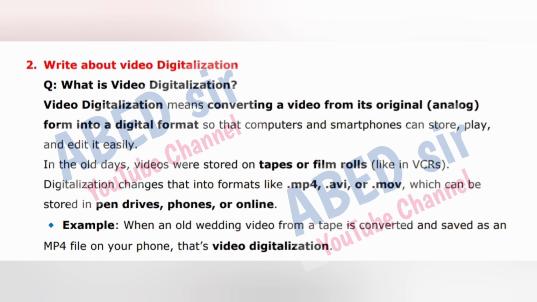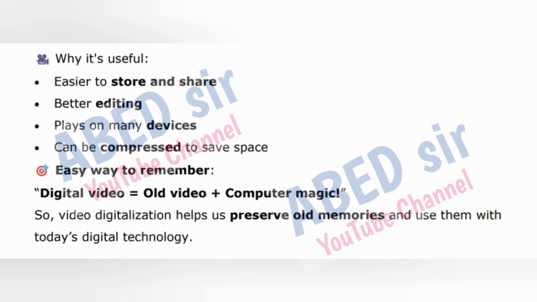Example: when an old wedding video from a tape is converted and saved as an MP4 file on your phone, that's video digitalization. Why is it useful? Easier to store and share. Better editing. Plays on many devices. Can be compressed to save space.